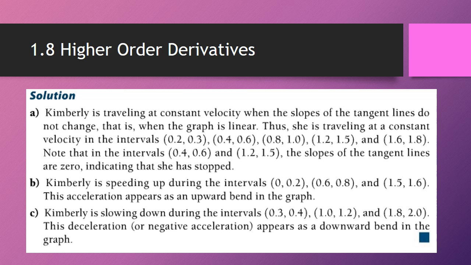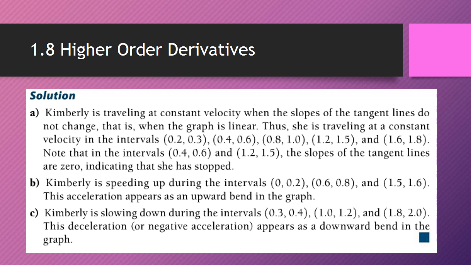So she's traveling at a constant velocity when the slopes of the tangent lines do not change, or when the graph is linear. So that's going to be from point 2 to point 3, point 4 to point 6, point 8 to 1, 1.2 to 1.5, 1.6 to 1.8. So those are the intervals in which her velocity is constant. It says that note in the intervals 0.4 to 0.6 and 1.2 to 1.5, the slopes of the tangent lines are 0, which means she stopped.